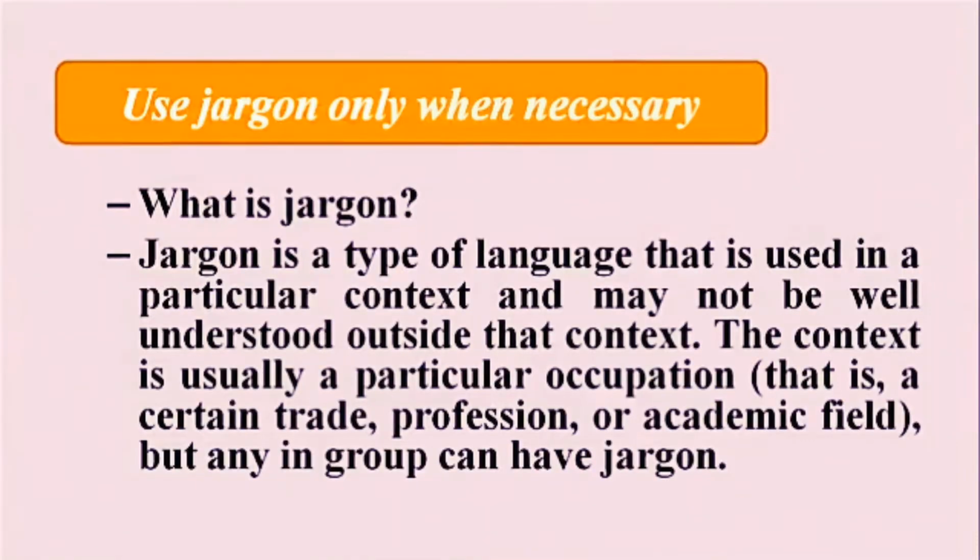Jargon is a type of language that is used in a particular context and may not be well understood outside the context. The context is usually a particular occupation, meaning a certain trade, profession or academic field, but any in-group can have jargon.